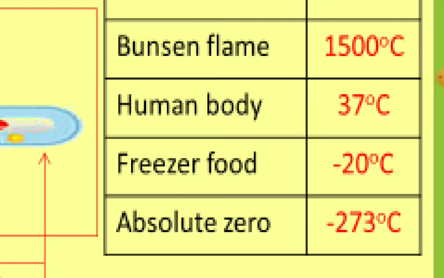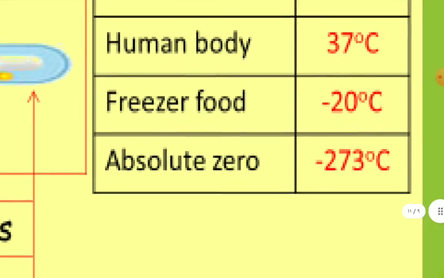Okay, and we have the filament lamp. It's about 2,500. Aluminium metal melts at about 650. Mercury boils at about 350. Water boils at 100 Celsius. And alcohol freezes at minus 100 Celsius. Air becomes liquid at minus 270 Celsius. Okay, like this.